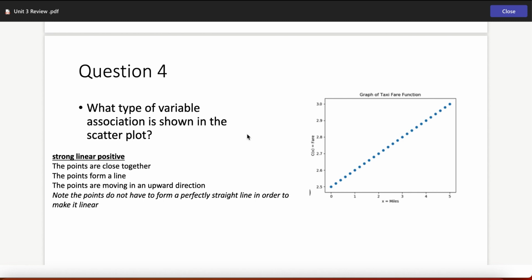But as long as it seems like it's going straight, it has got to be a linear association in the scatter plot, and that's all you've got to know. So these points are close together. They form a line. It's a strong linear positive, going in the positive direction. The points are moving in an upward direction. And just note that the points do not have to form a perfectly straight line in order to be linear.